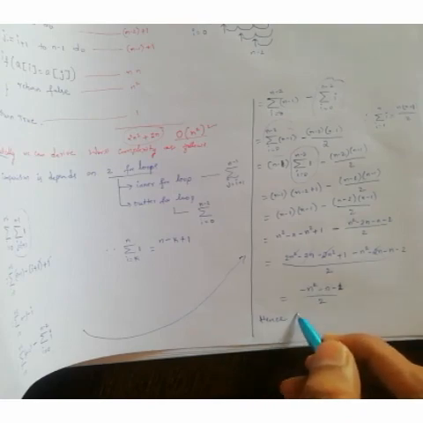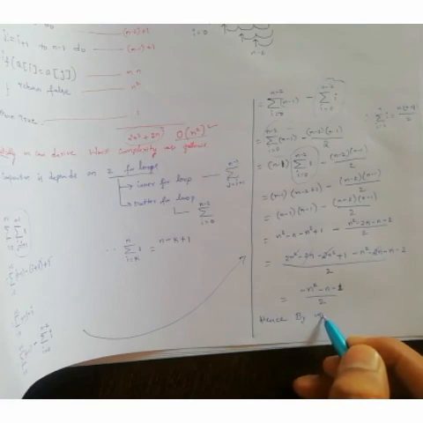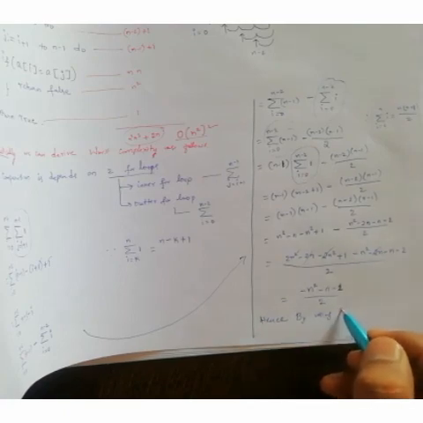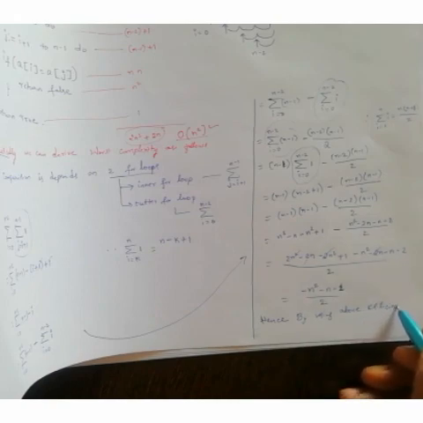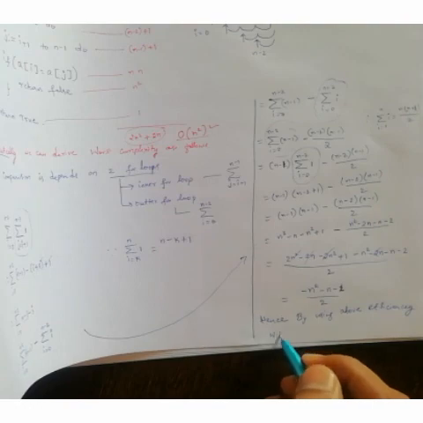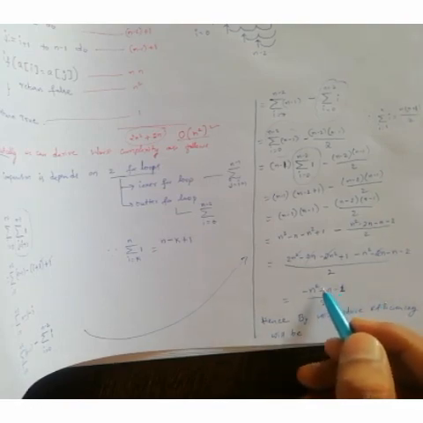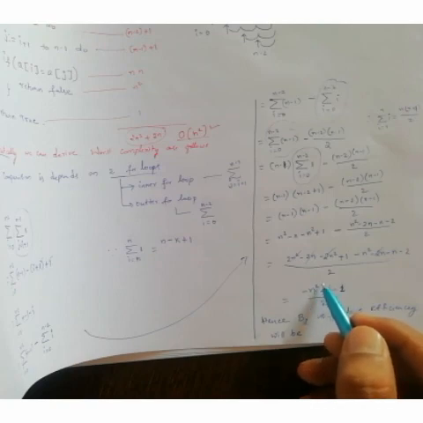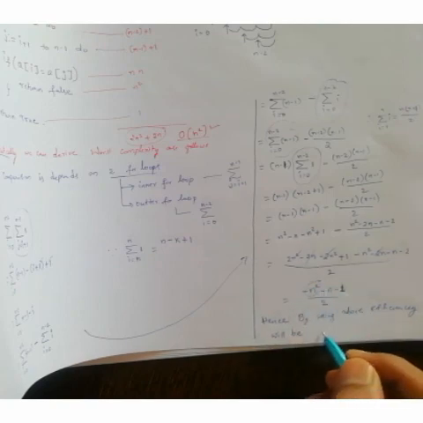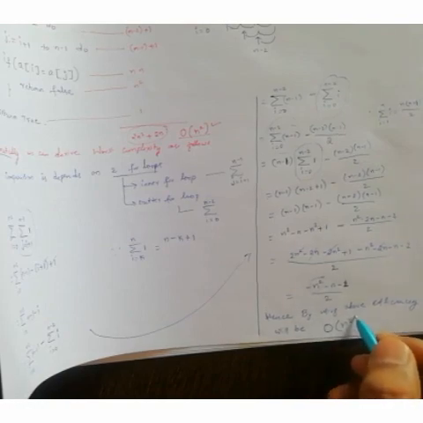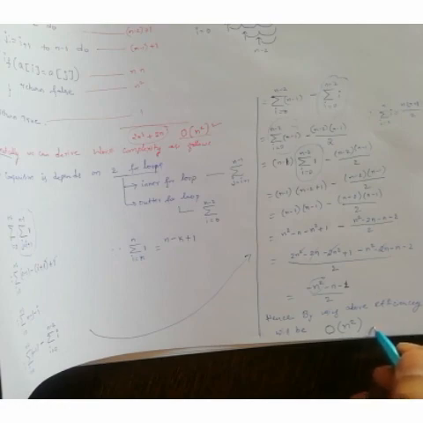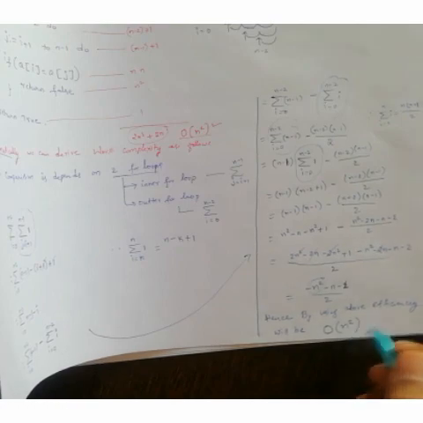Okay, now tell me, hence by using the above, the efficiency will be, so what is the highest order here we are having, n or n square? N square. So just in terms of big O of n square. So that's how we derived the efficiency for the algorithm. Thank you.